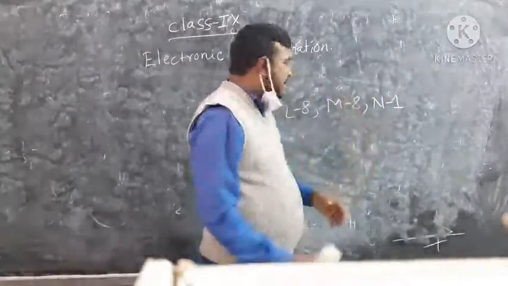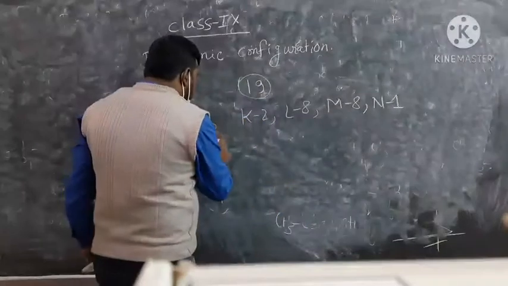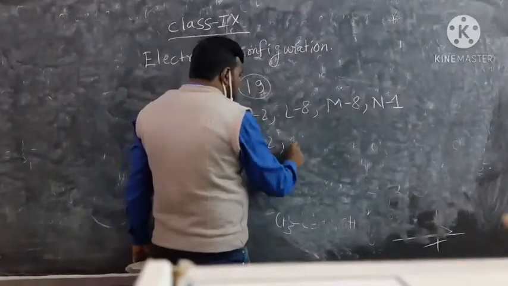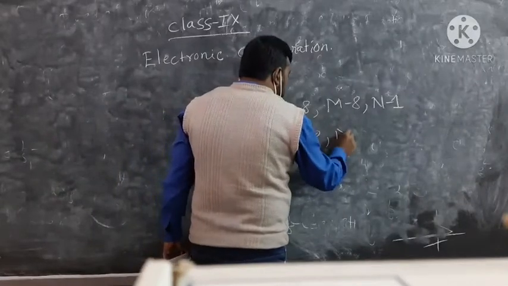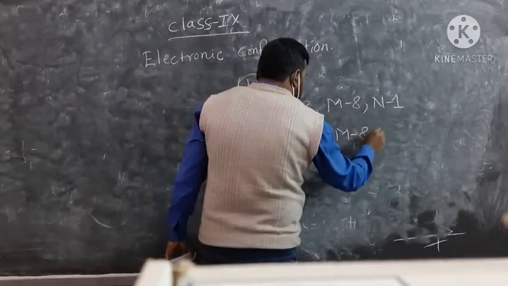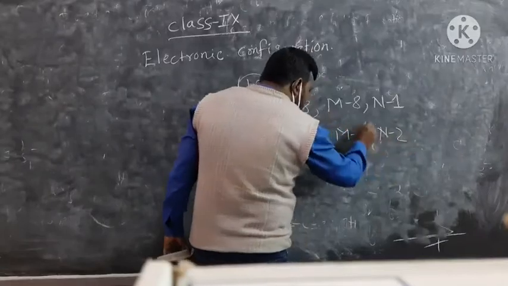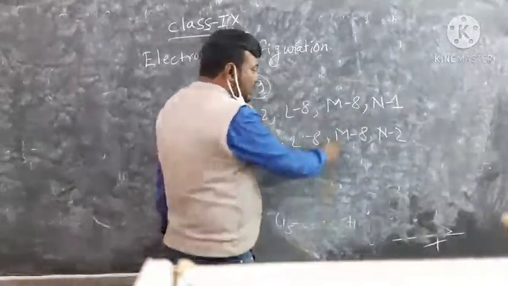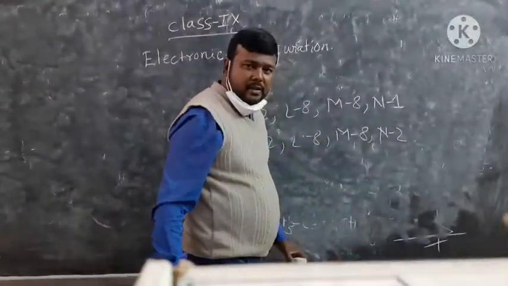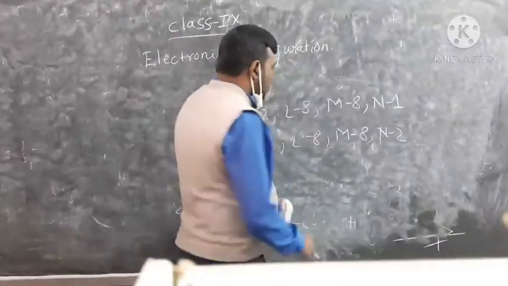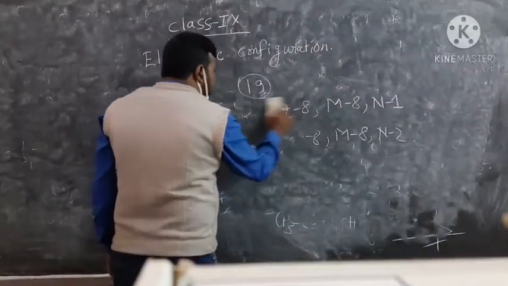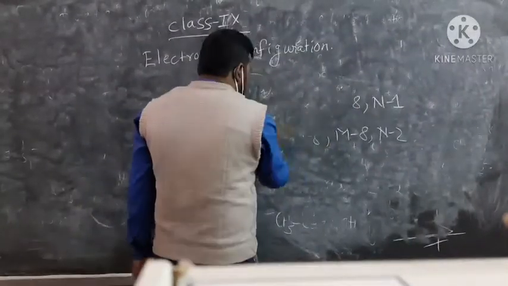Similarly, if you consider the atom having 20 electrons, then K2, L8, M also 8, and N2. If you give 10 electrons here, this will be the outermost cell, and the outermost cell cannot hold more than 8 electrons according to the octet rule. So that's why, while writing the electronic configuration, we have to remember the octet rule also.